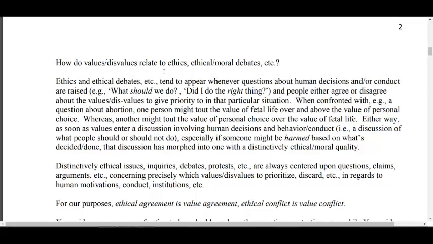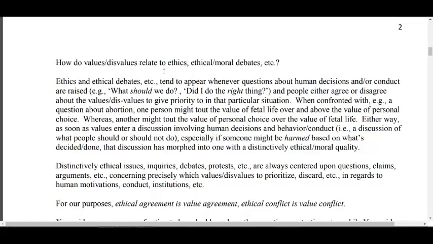But how does ethics relate to values, disvalues? Well, ethics tends to appear anytime we have a question about or a decision. So when we're trying to decide what would be the most ethical way to do something, what should we do? What ought we to do? What are we obligated to do? Those are hallmark ethical-style questions, when we're making decisions in a given situation.